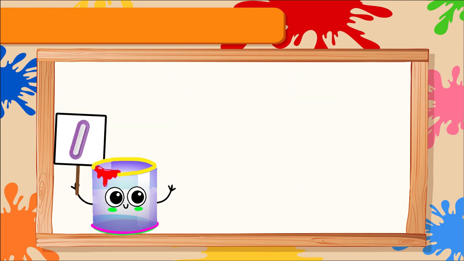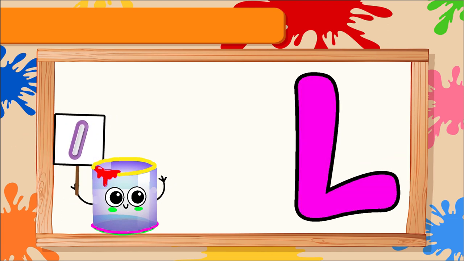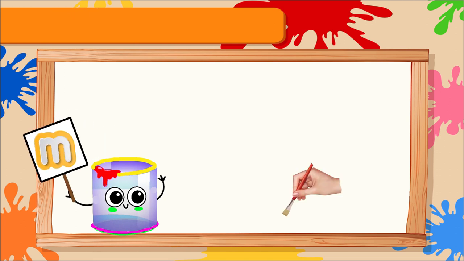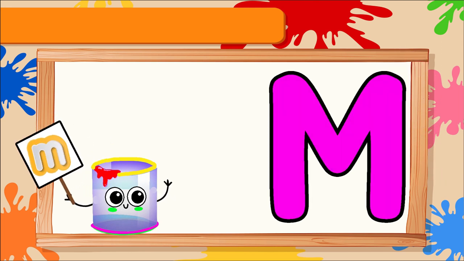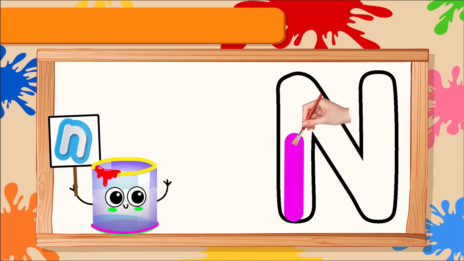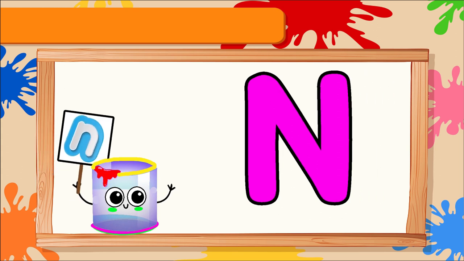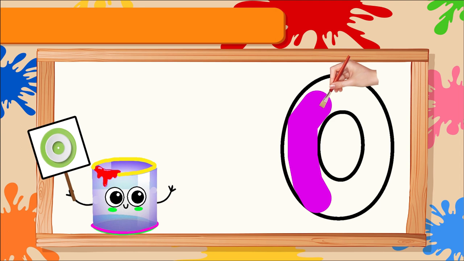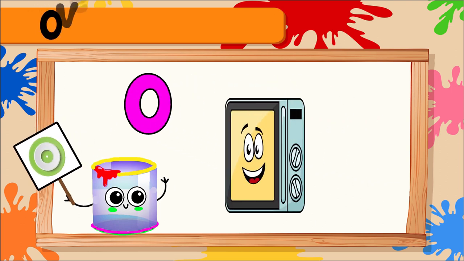K for pocket. L. L for lollipop. M for milk. N. N for napkin. O for oven.